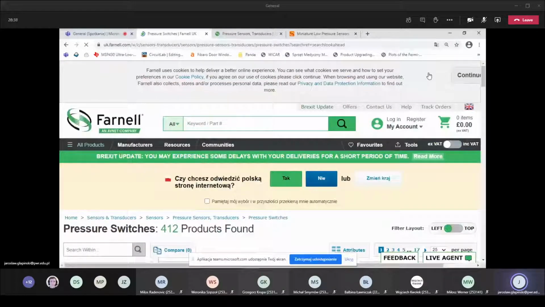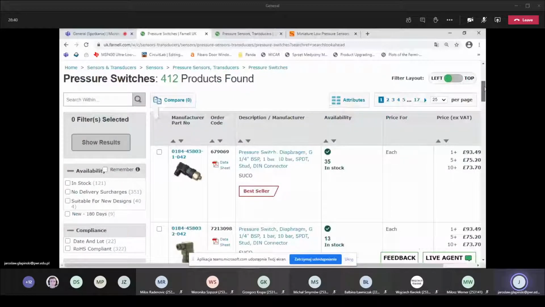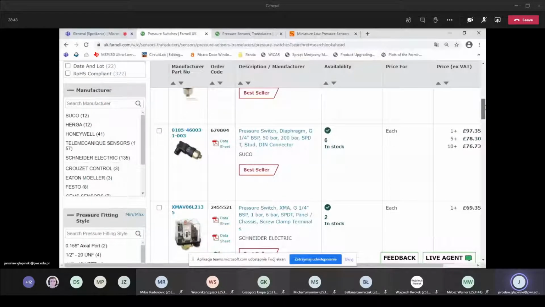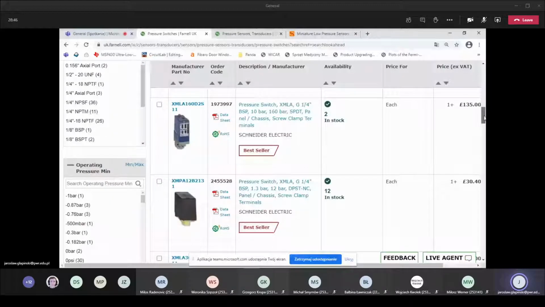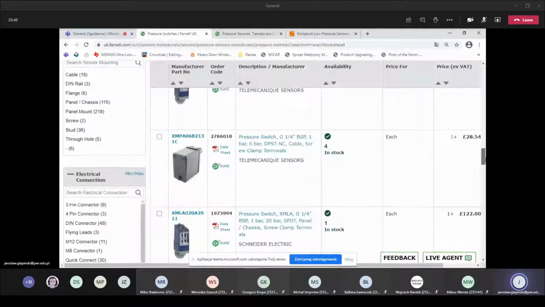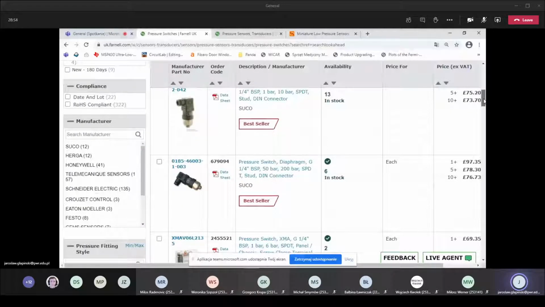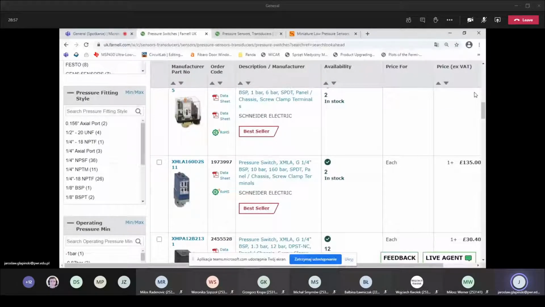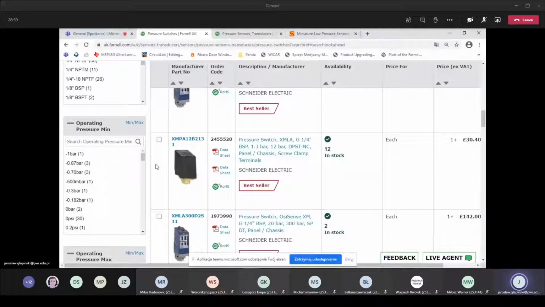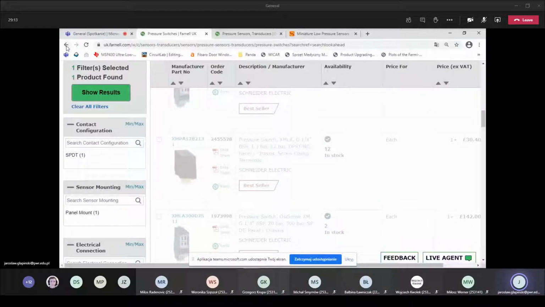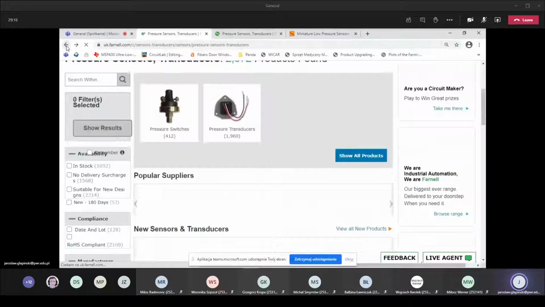Of course, there are different constructions of this pressure measurement. So you can see there are a lot of possibilities to choose from. What can we find in this situation? Of course, maybe the most important is the operating pressure. As you can find here, we can find all the switches which can switch below the atmospheric pressure.